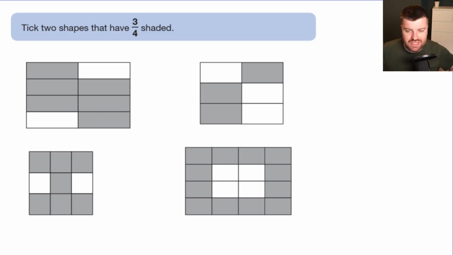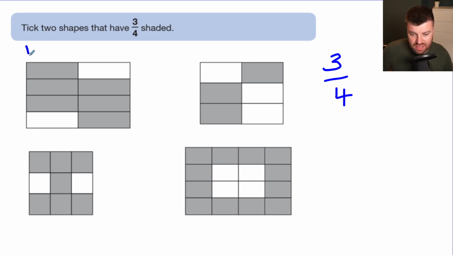So first one, tick two shapes that have 3/4 shaded. Now to start with, that seems like a simple question. You're going to be looking for 3 parts shaded out of 4. It's as simple as that until you notice none of these have 4 equal parts. So we got to think about equivalent fractions.